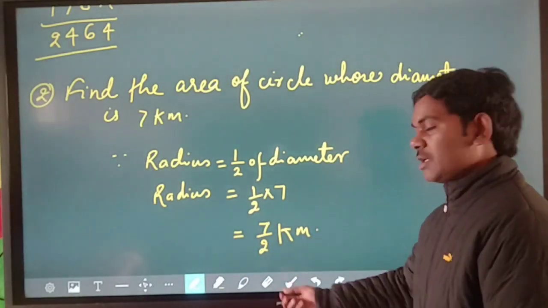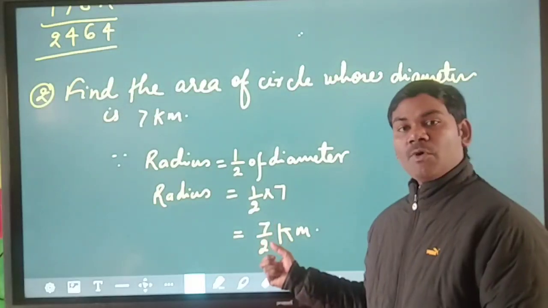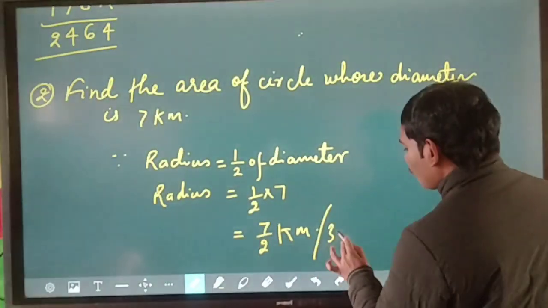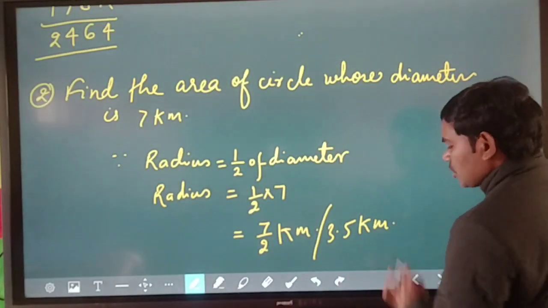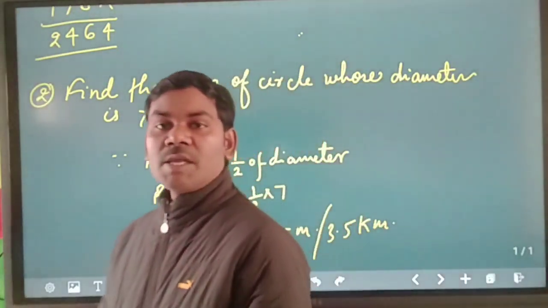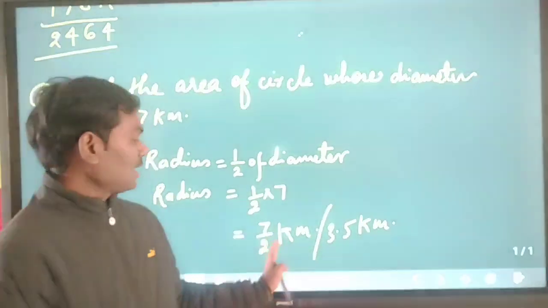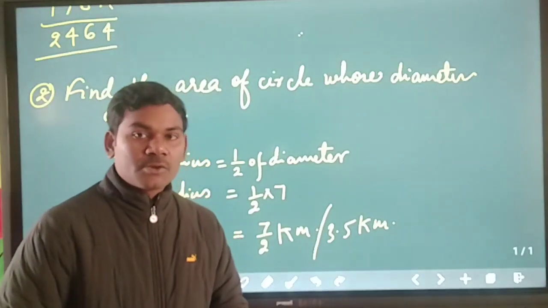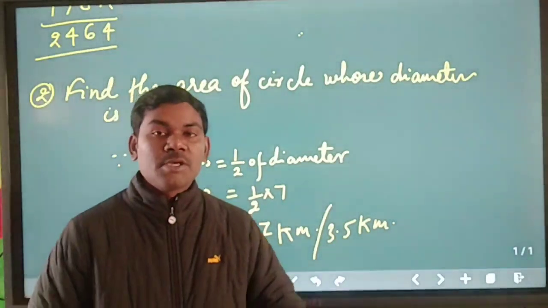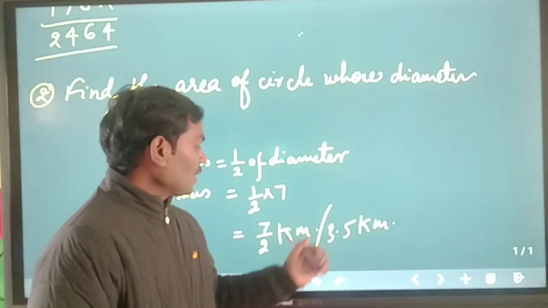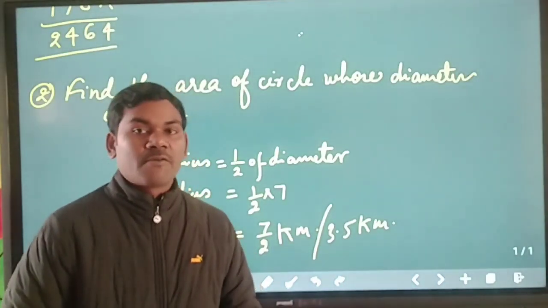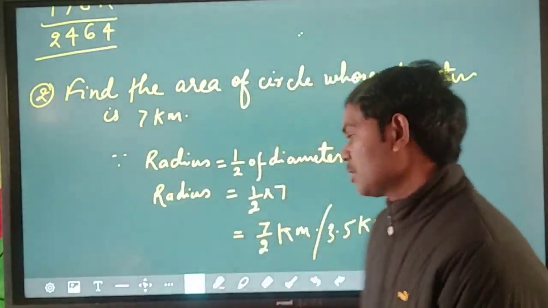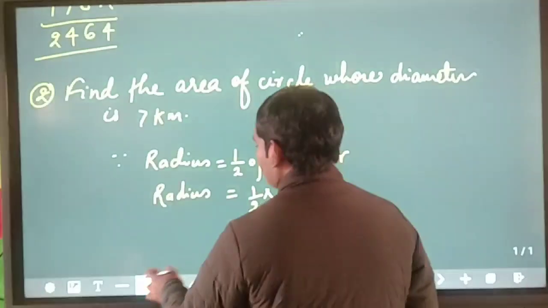So the radius can be written in the form of a fraction. If you want, you can divide 7 by 2 to get 3.5 kilometer also. But for convenience, leave 7 by 2 as the radius, because if we take radius as 7 by 2, then our calculation becomes easier than if we take radius as 3.5 kilometer. So I will take 7 by 2 as radius in the solution. Now let us see the area.